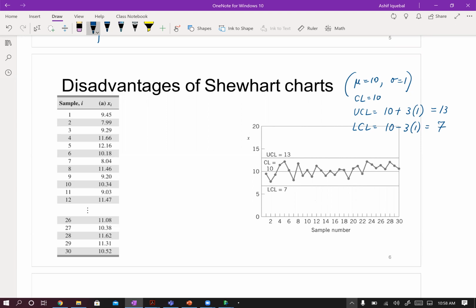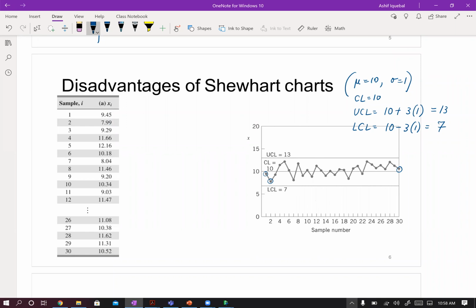So I've used these values and plotted this control chart. After plotting the control chart, I have just put down the values like a regular control chart. The first value is 9.45, then 7.99, and then 10.52. This is what it means to have no memory.